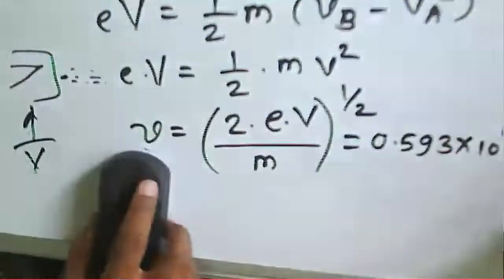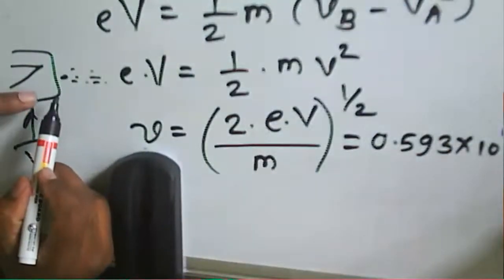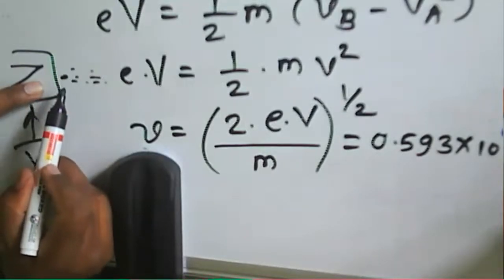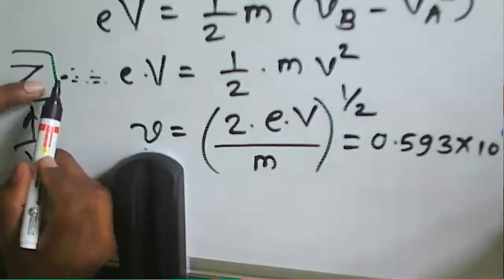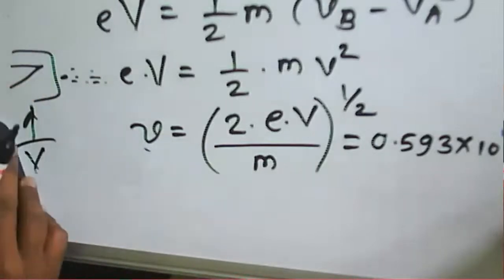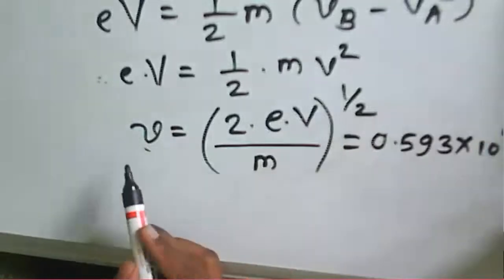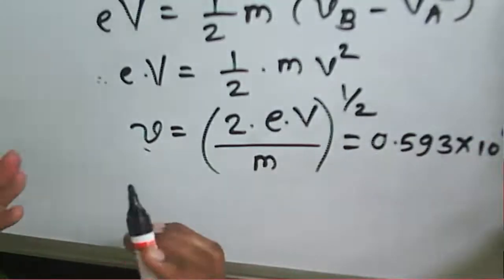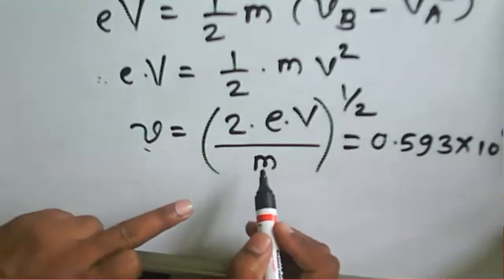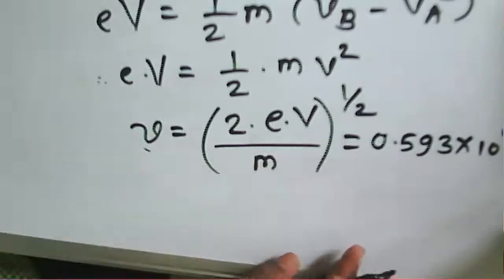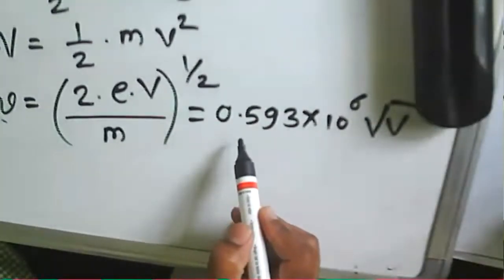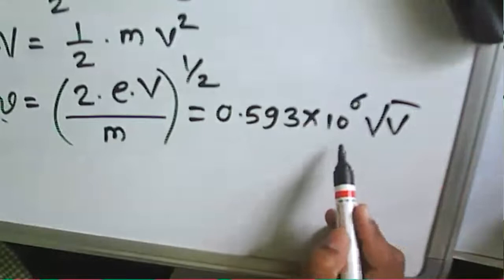Okay, so cathode ray tube means what? It is an accelerator, and your electrons are moving from this tube, they are accelerating. So that's why we can say that the electrons are moving from that tube, and the velocity is nothing but the square root of 2eV by m, and that is nothing but 0.593 into 10 to the power 6 root V.